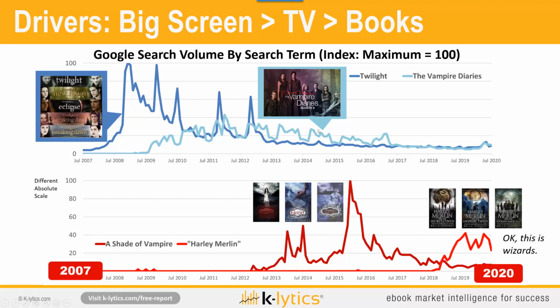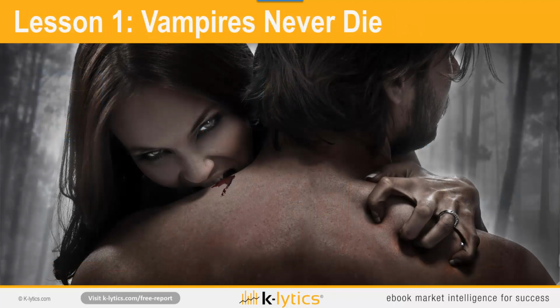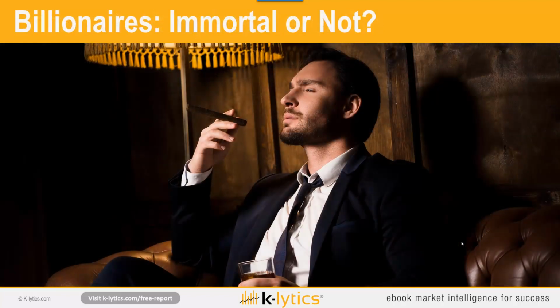That's where it really picked up already when the overall trend seemed to have gone. Well, she capitalized on this whole vampire romance trend for years. I think A Shade of Vampire has more than 90 books in the series, and only recently she started the new series. Okay, this is wizards, not vampires, Harley Merlin, but you get the idea. Therefore, lesson number 1 in trend spotting: vampires never die. All right, what about billionaires then?